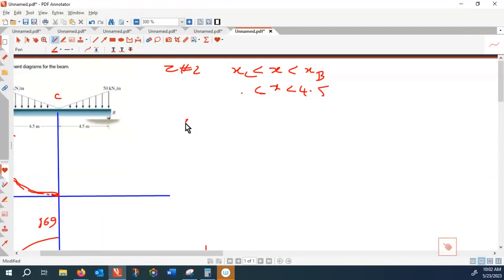Now help me to find w of x for the second zone. In this case, I assume my expression, this is a line, this is the equation of a line, okay? So I would write this as cx plus d. How do I find c and d? What is w of x at x is 0?